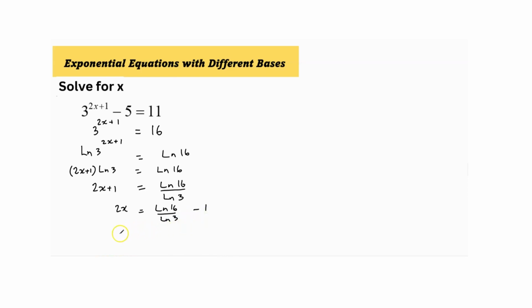We can divide both sides by 2, therefore we have x equals ln 16 over ln 3 minus 1, all over 2. Let us use our calculator and work out the value of x.